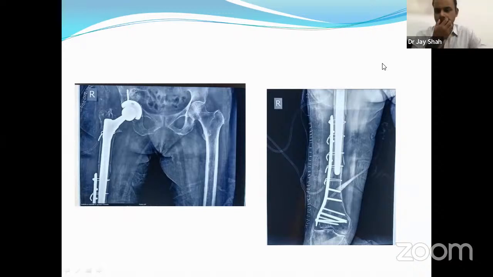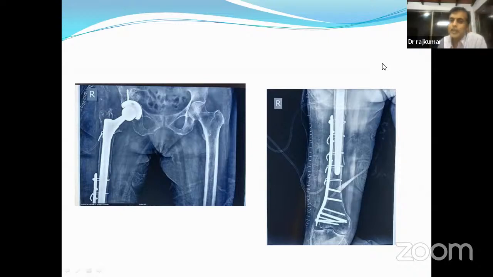Right, sir. Second question I wanted to ask: should the fixation which has been done now be extended a little bit longer? Yeah. Already from up, they have put a very long stem. From down, you cannot keep putting a bigger stem. This is enough. This should be okay.